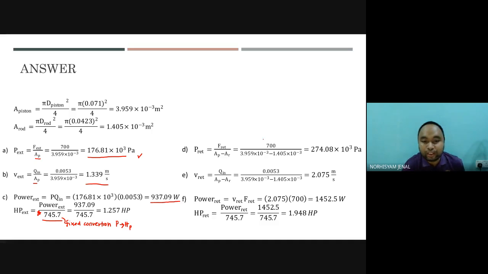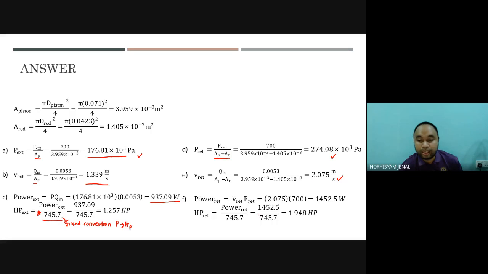Alright. So this is for retraction. The same thing, but the difference is we have to minus the piston area to the rod area. So it will become much bigger. The number is much bigger because the area is much smaller. So this is 274 and the velocity will also increase.